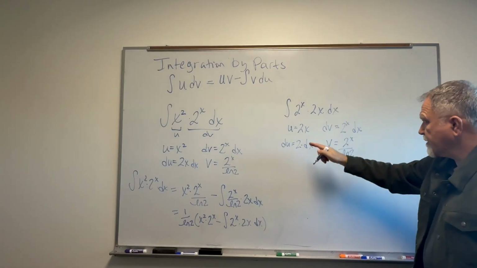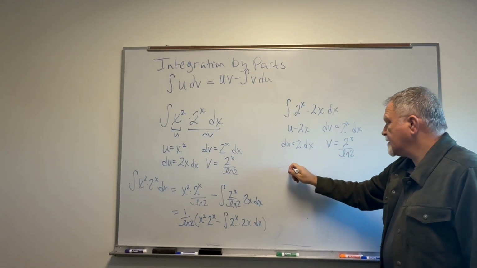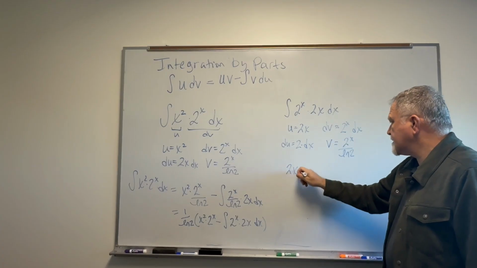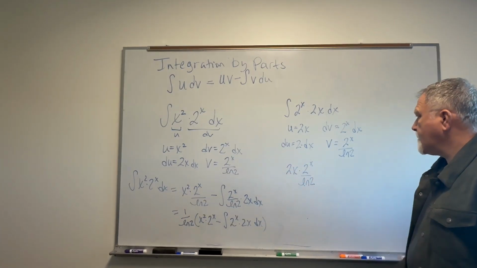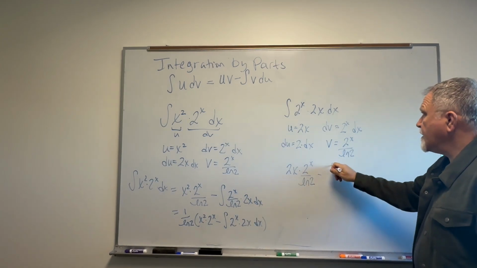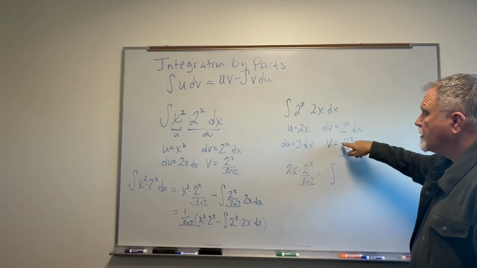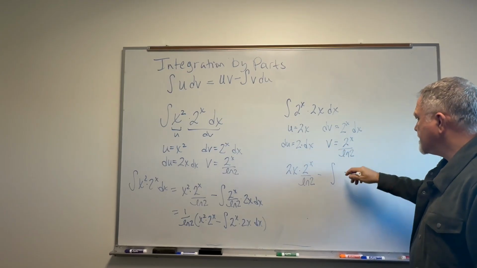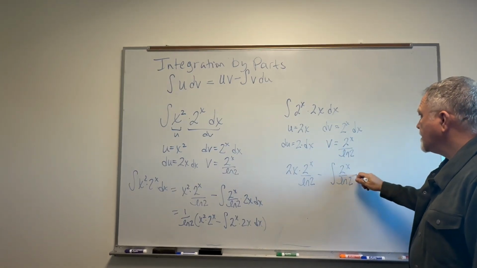So I'm going to go ahead and do my u times my v. There we are. So I've got 2x times 2 to the x over natural log of 2, minus the integral of v, so that's this 2 to the x all over natural log of 2 times du.